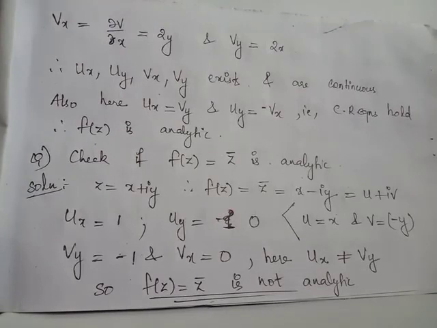Here we see that all the partial derivatives are well defined and are continuous functions. Hence, we check for the CR equations. Here we can also see that the CR equations are satisfied, that is, ux equals vy and uy equals minus of vx is satisfied, and hence we conclude that f of z is an analytic function.